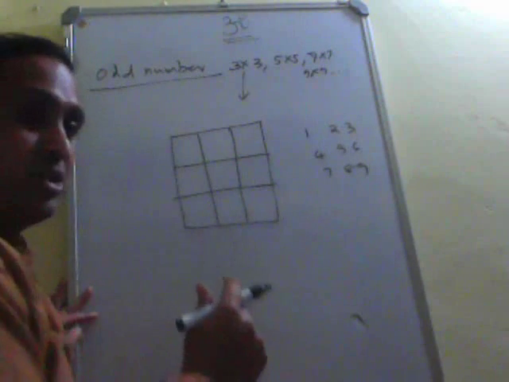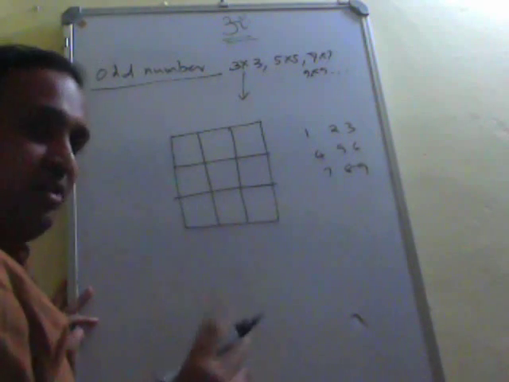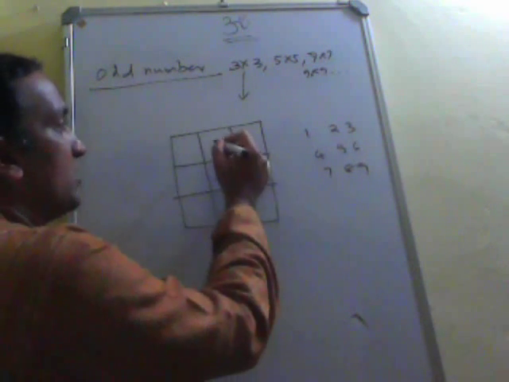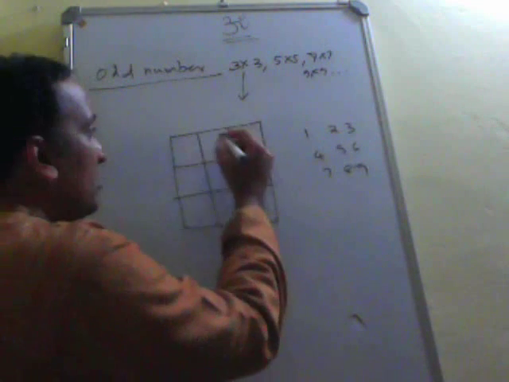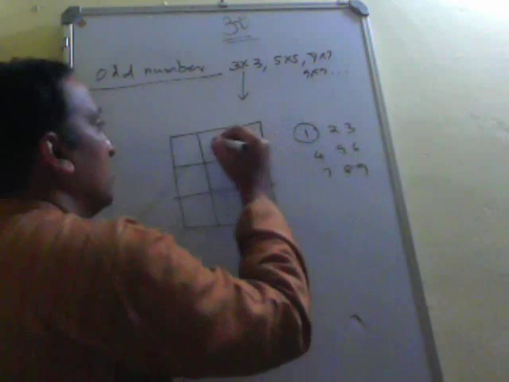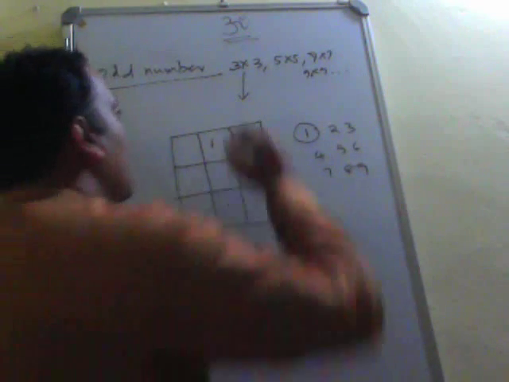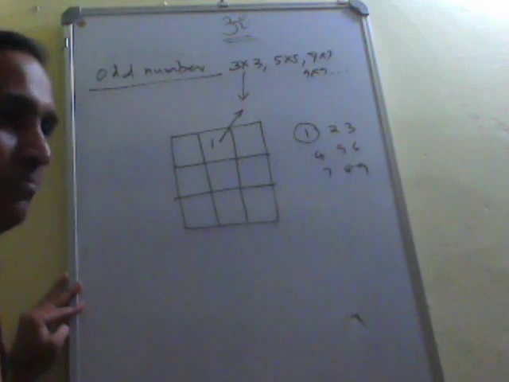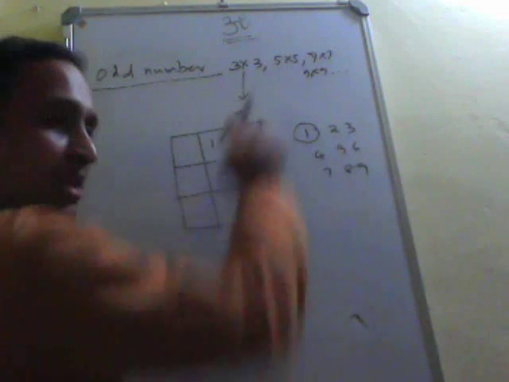How to fill in the magic square? How to fill in the numbers such that you get the magic square? First it says if it's an odd number, fill in the topmost center, the smallest one, 1. Smallest number should be in the topmost center. Then every time you go diagonal up.